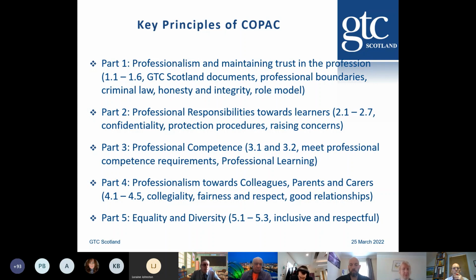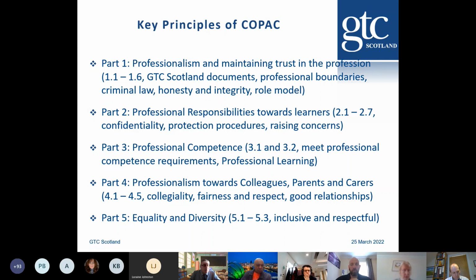Part three of COPAC is entitled Professional Competence. That's about maintaining and developing professional practice to ensure that teachers and lecturers meet the appropriate professional competence requirements. And it's about refreshing and developing knowledge and skills through appropriate professional learning.